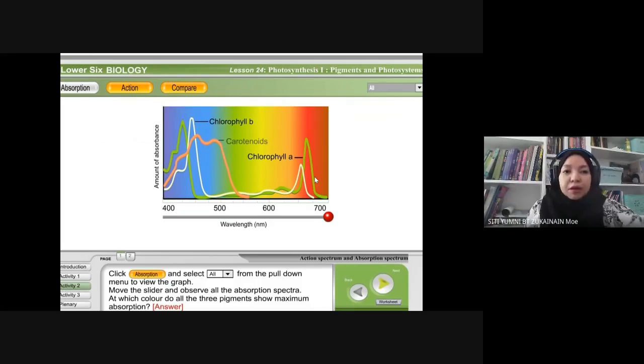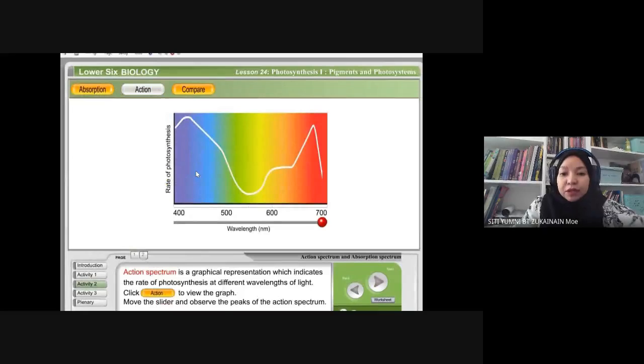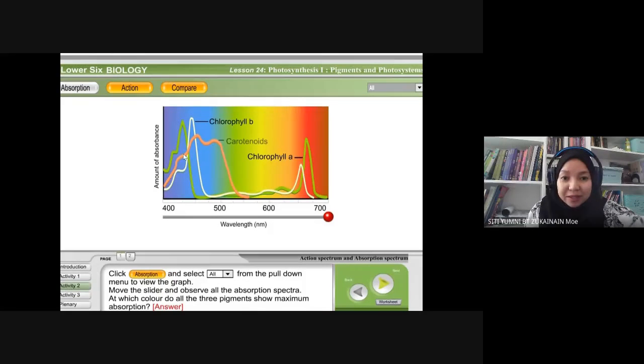From the previous lesson, you already know about absorption spectrum. So today, what can you tell me? Which color do all the three pigments show maximum absorption? From here, which color do all the three pigments show maximum absorption? It is supposed to be, if you can see, a blue color. In the blue color, the three pigments show maximum absorption.